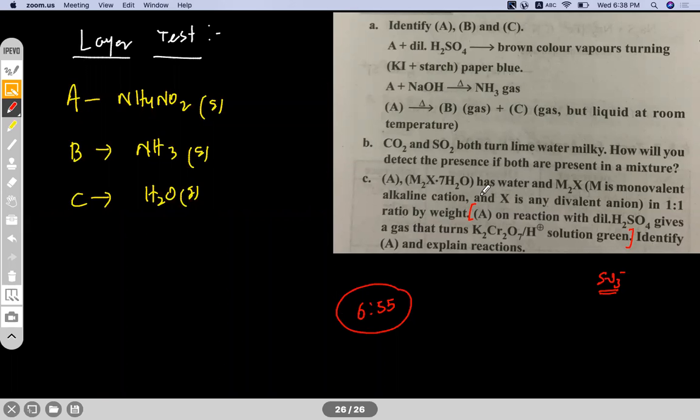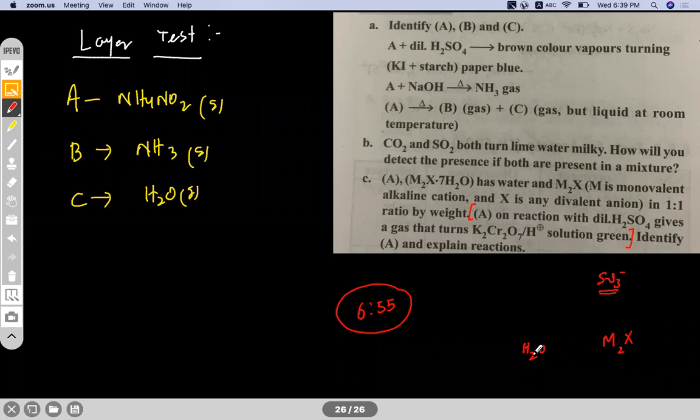Just one second. Monovalent anion, and X is any divalent anion in 1 is to 1. It has water and M2X in 1 into 1 ratio. Achha, water and M2X, no? So I think they mean water and salt are in 1 is to 1, because then it comes exact 1 is to 1. It will come 126, 126.